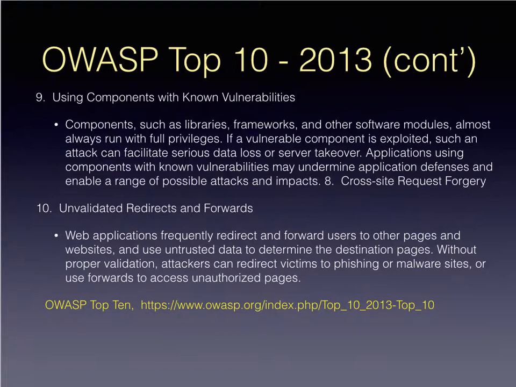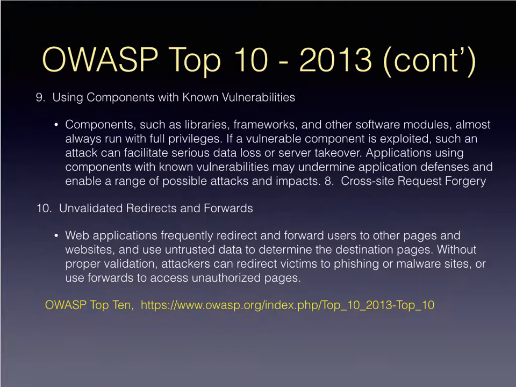Next is using components with known vulnerabilities. Components such as libraries, frameworks, and other software modules almost always run with full privileges, which means they can do anything they want. They can modify information, they can access any information. So if a vulnerable component is exploited, it can take over a server or result in serious data loss. So applications using components with known vulnerabilities undermine application defenses and enable a range of possible attacks and impacts.